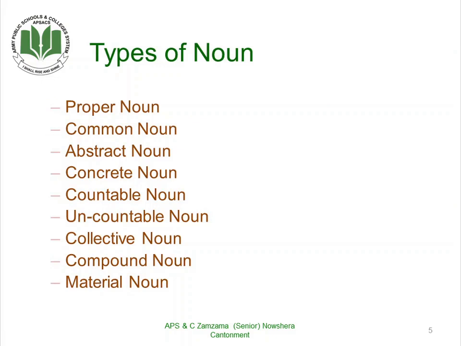Now, coming towards the types of nouns, the types I have mentioned here are proper noun, common noun, abstract noun, concrete noun, countable, uncountable, collective, compound, and material noun. Here I may mention that concrete noun and material noun are more or less exactly the same. Material noun can be regarded as a part of concrete noun.